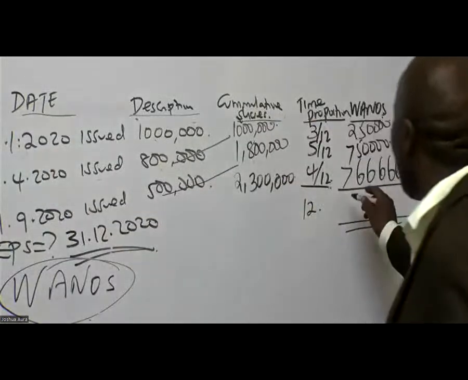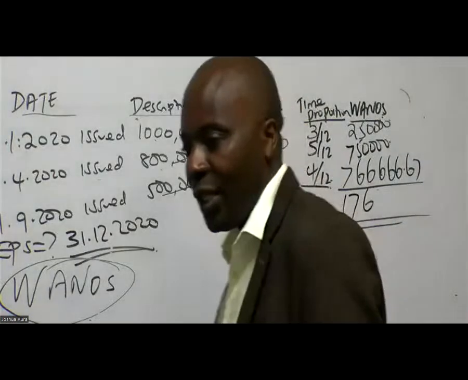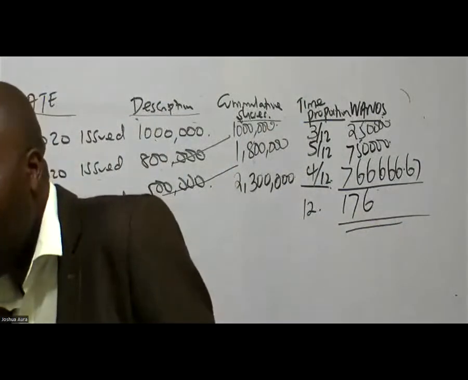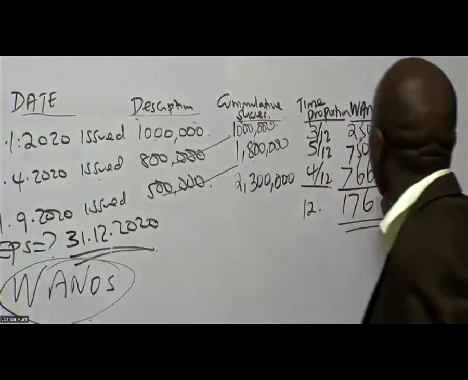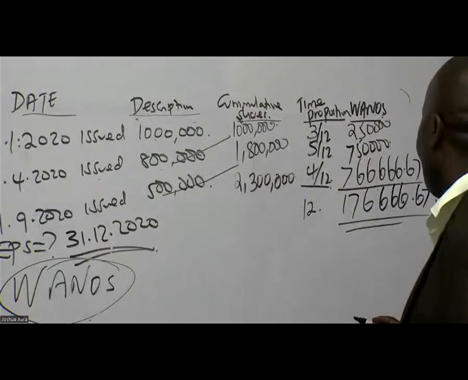176,600. So we have here 1,766,666.67, like that.